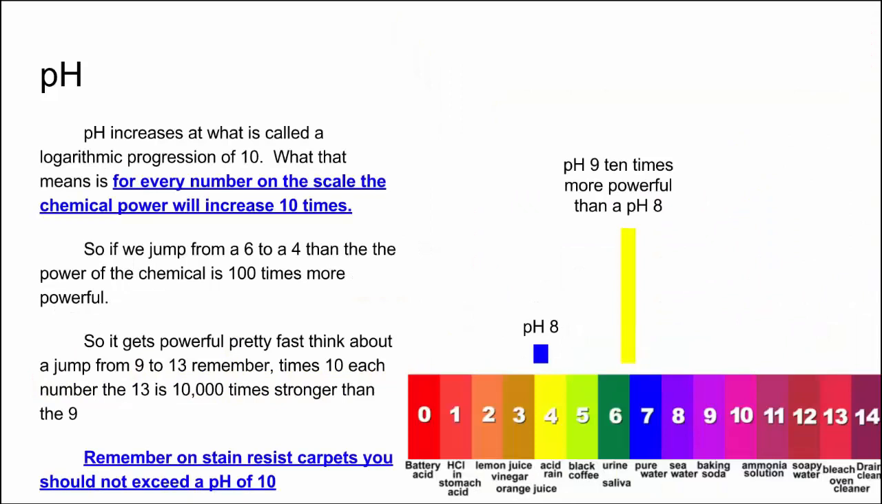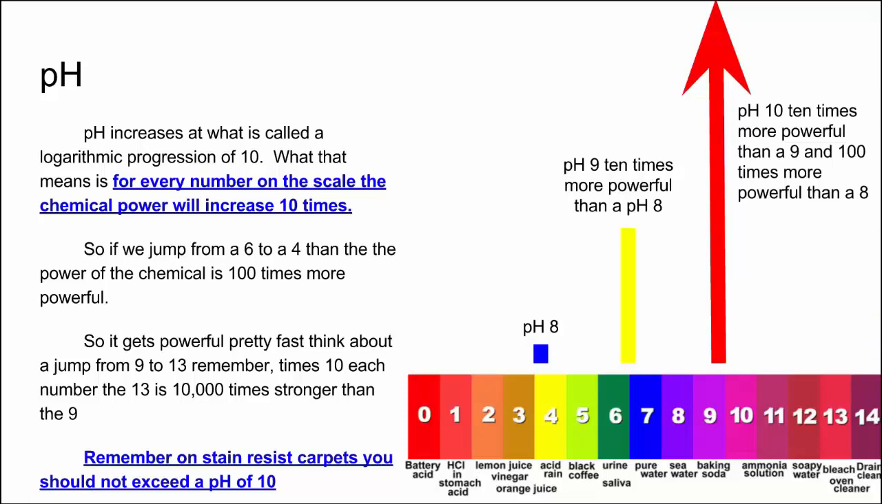Now, when I say more powerful, pH increases at what's called a progression of 10. What that means is for every number you jump on the pH scale, the power of that chemical is going to increase tenfold or 10 times. So when we're looking at the chart on the right-hand side, we see that pH of 8 there. Right next to it in yellow, we see a pH of 9, 10 times more powerful than the 8. Now, look at the pH of 10, another 10 times more powerful than a 9, and 100 times more powerful than the 8. So as we increase each number, things can get really powerful really fast.